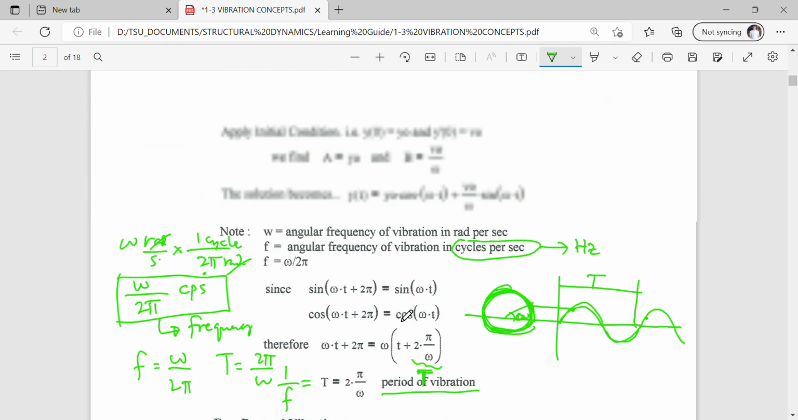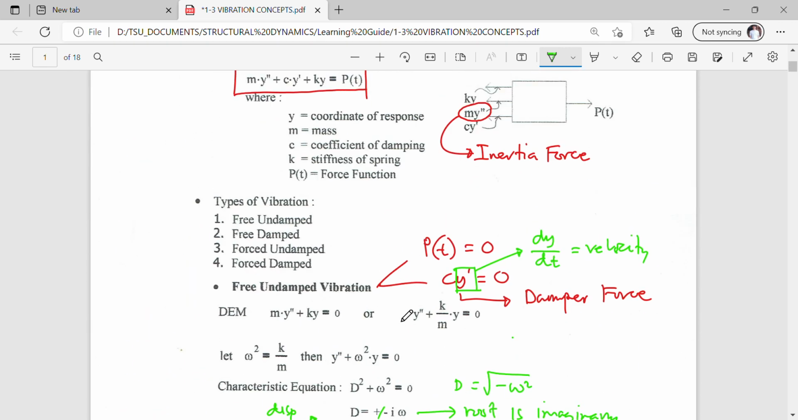So that ends the first type of vibration, free undamped. In the succeeding video, I will discuss the free damped vibration, to discuss some mathematical preliminaries in differential equations, since the inclusion of a damping force will create some difficulty in the solution of your DE.